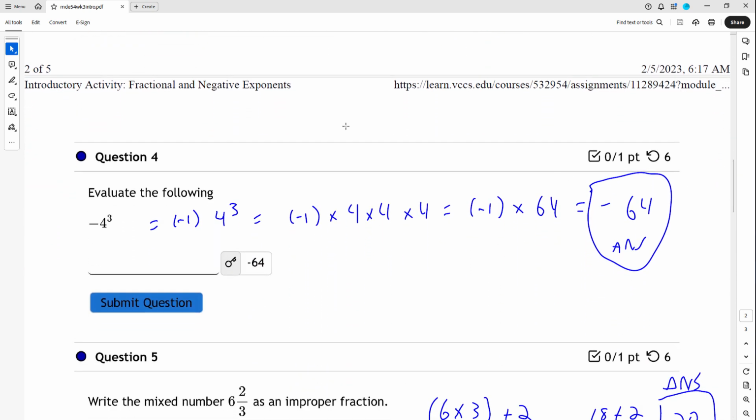This one here, simplify. So what is my base in this particular problem here? In this case here, what's being raised to the power? Just the 4 is being raised to the power. So I have negative 1 times 4 raised to the 3rd power. You can expand that out. 4 times 4 times 4 times negative 1, which gives me a negative 64 for my final answer.